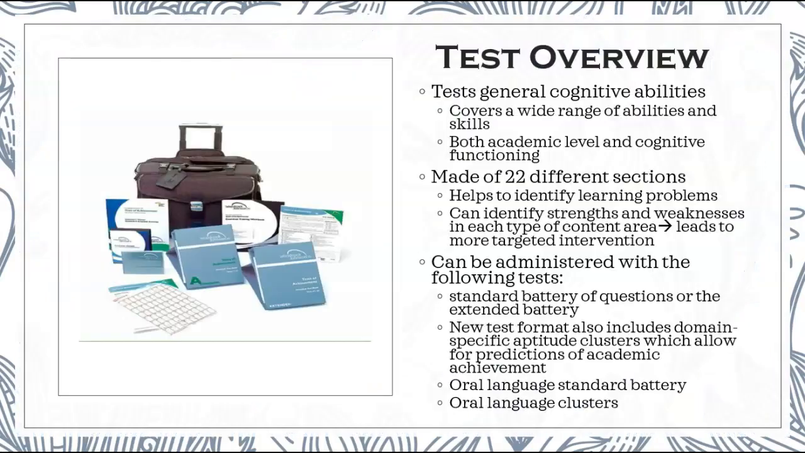So the test covers general cognitive abilities, a wide range of abilities and skills, both on the academic level and cognitive functioning. It's made up of 22 different sections that help to identify learning problems. It can identify strengths and weaknesses in each type of content area and leads to more targeted intervention.